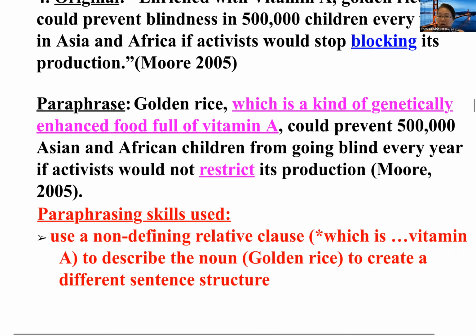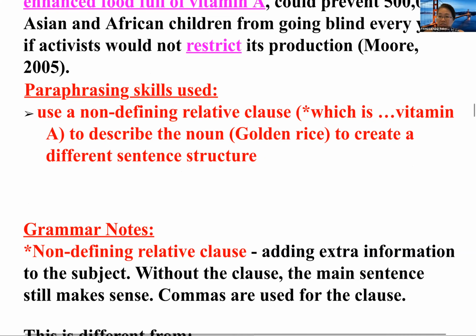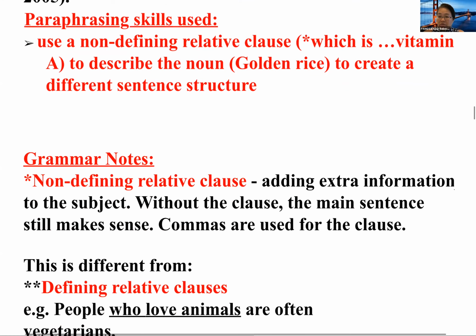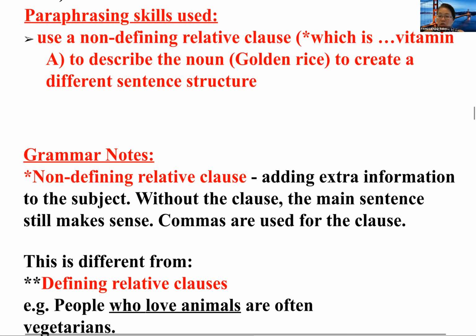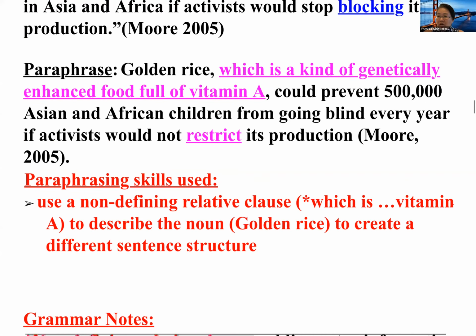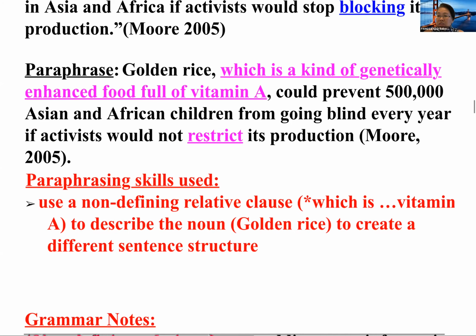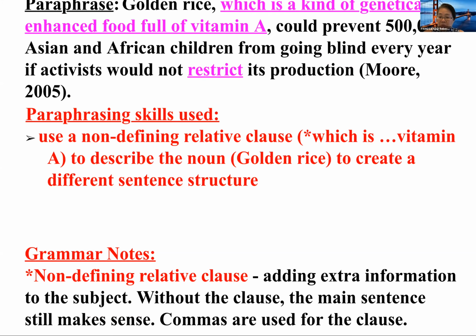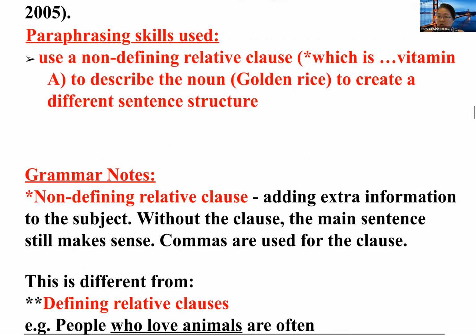Now let's talk about relative clauses. I would like to remind you a little bit of grammar here. There are actually two types of relative clauses. One is called non-defining relative clauses. So what does it mean by non-defining? If you look at the previous sentence, which is a kind of genetically enhanced food full of vitamin A, I would call this non-defining. What does that mean? That means this clause just adds extra information to the subject. Without the clause, the main sentence still makes sense. Commas are used for the clause.